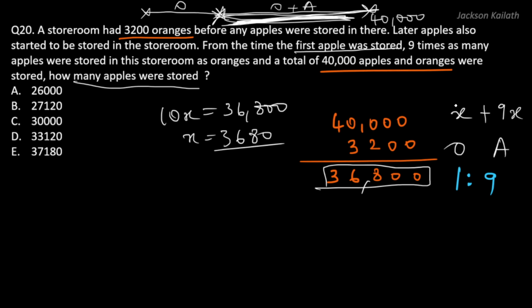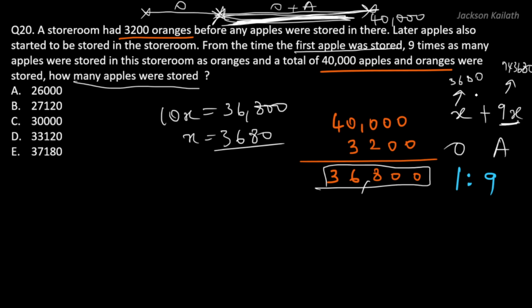Now you just need to find the individual components. For oranges, it's x itself. So oranges are 3,680 and apples are 9x, so that would be 9 into 3,680. So that's how you divide a given number in a ratio. Okay, that was just a quick side note.